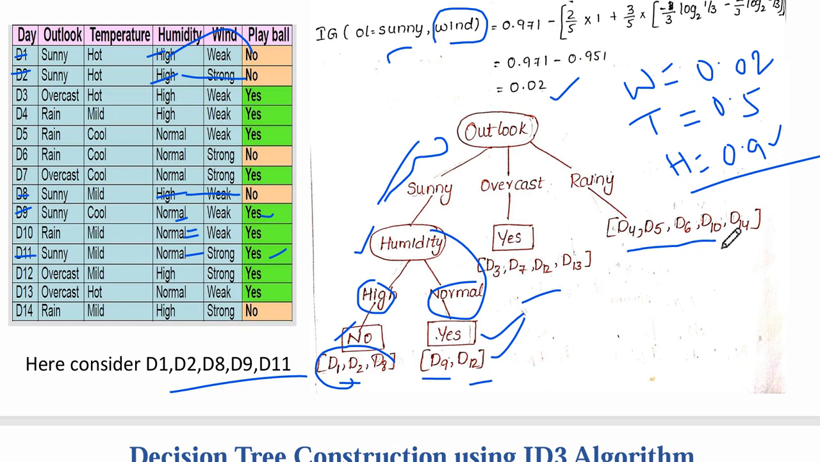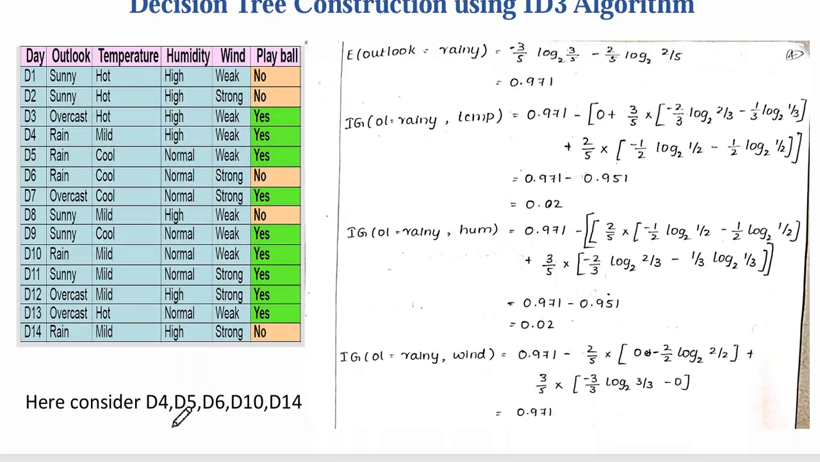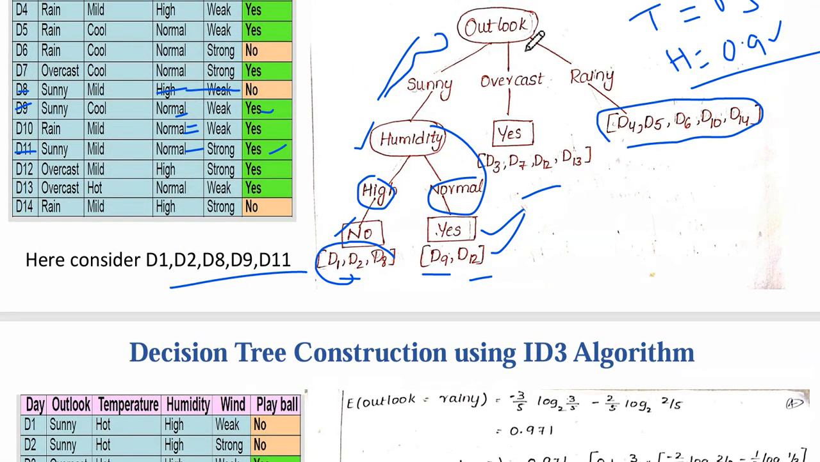So again from these 5 records, D4, D5, D6, D10, D14. In this, yes, yes, no, yes, no. That means we have three records are yes and two records are no. That's why again we have to calculate. Here what are you considering? Outlook equal rainy.